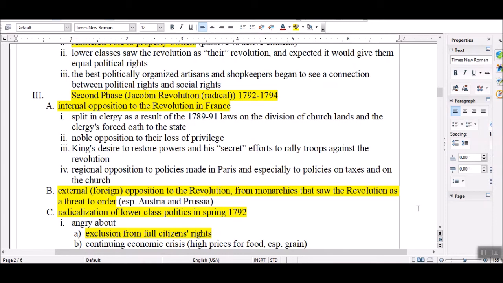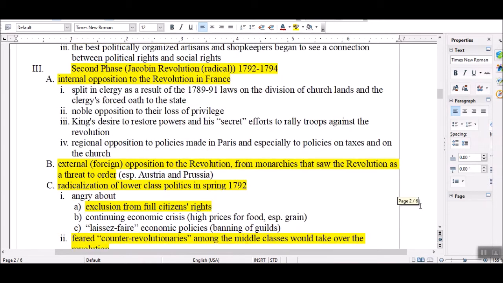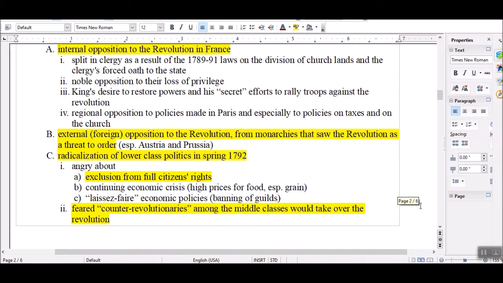There's also a general opposition to loss of privilege from the nobility and from the clergy, and the king's desire to restore powers, his efforts to rally troops against the revolution, going to basically lead to some suspicions.